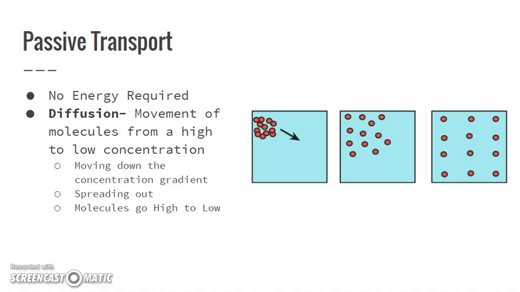So the first type of passive transport is diffusion. It's movement of molecules from a high to a low concentration. And when molecules move from a high to a low concentration, they move down their concentration gradient. Anytime they move from one concentration to another concentration, that's called moving either up or down the concentration gradient. You move down the concentration gradient when you go from high to low, and you move up when you go from low to high. So in diffusion, those molecules are just spreading out, going from that really, really high to that really, really low.